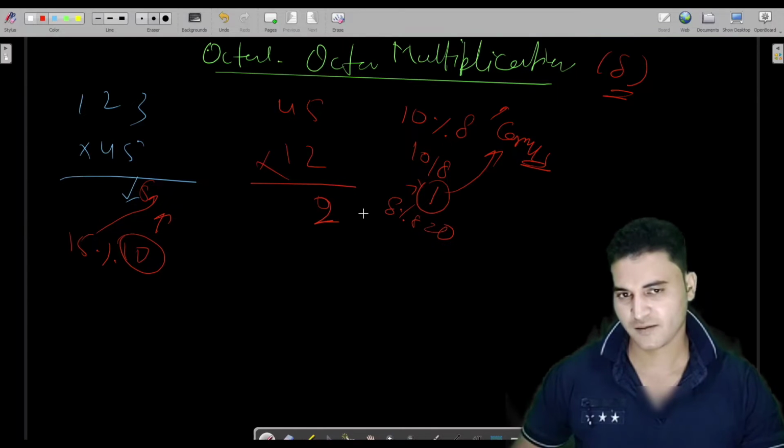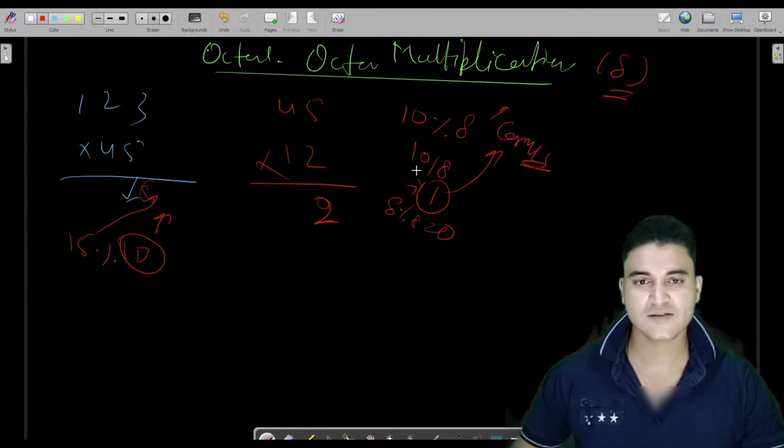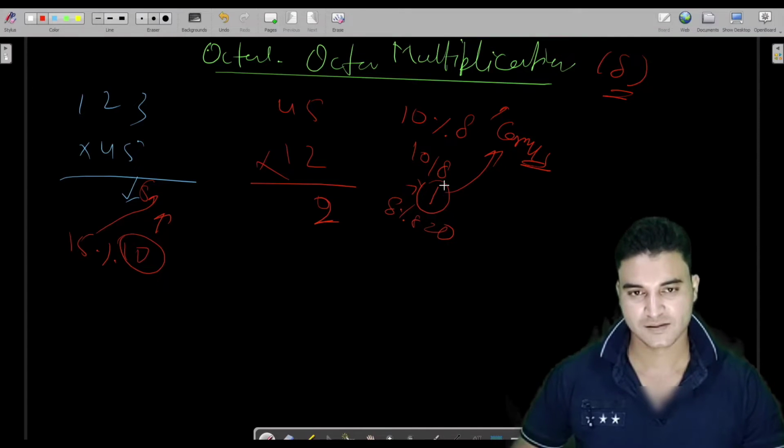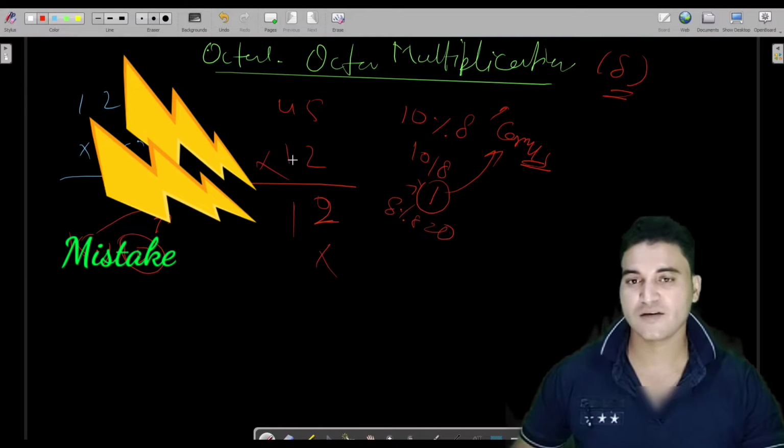8 remainder 8 is 0. Yeah, it is 0 plus the carry, which is 1. So we would write 1 here. We would write either cross or 0, both are similar. 1 into 5, 5. 1 into 4, 4.